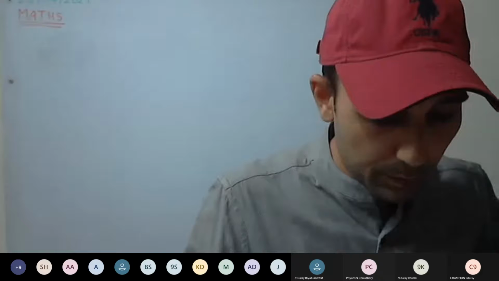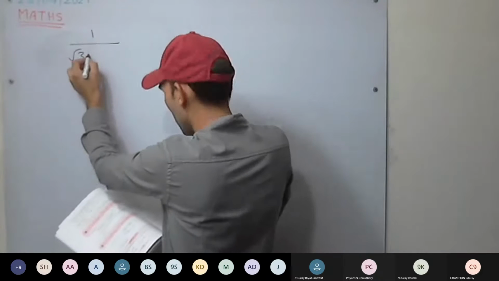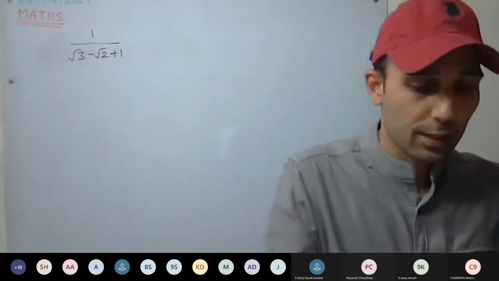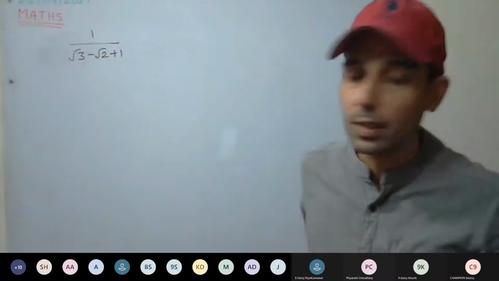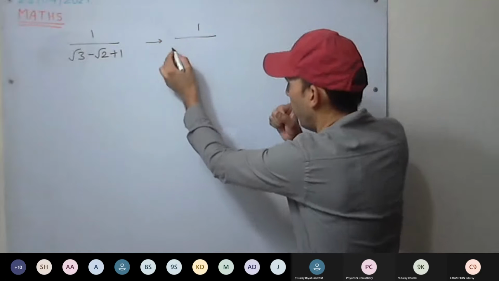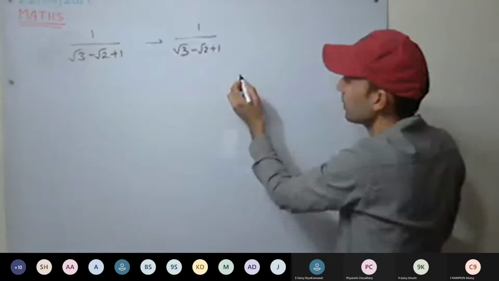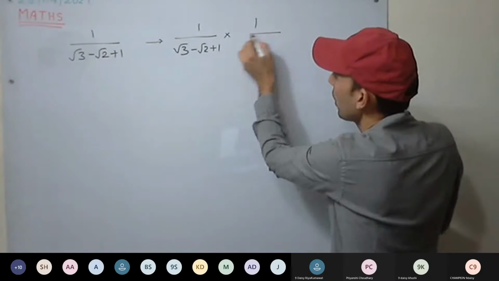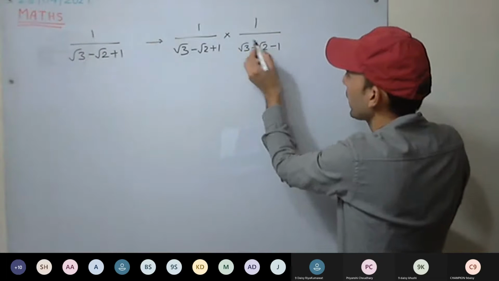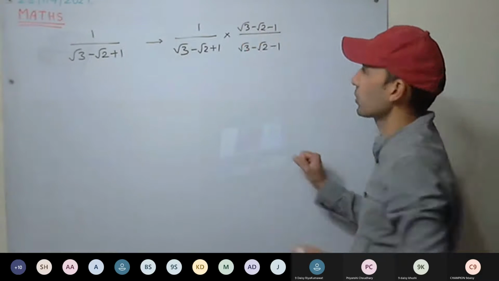Okay, in the 12th, we have to rationalize the denominator: 1 upon root 3 minus root 2 plus 1. There are different ways to proceed with this one. One way is 1 upon root 3 minus root 2 plus 1, into 1 upon root 3 minus root 2 minus 1, root 3 minus root 2 minus 1.